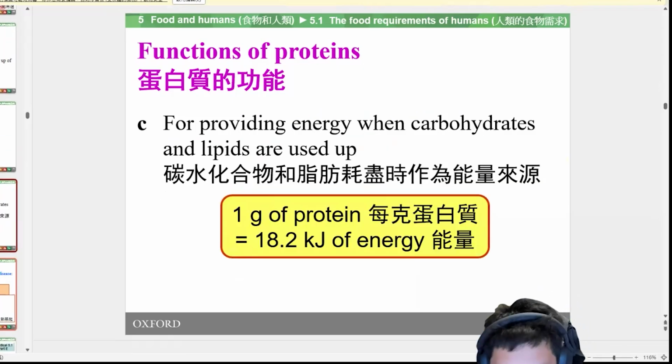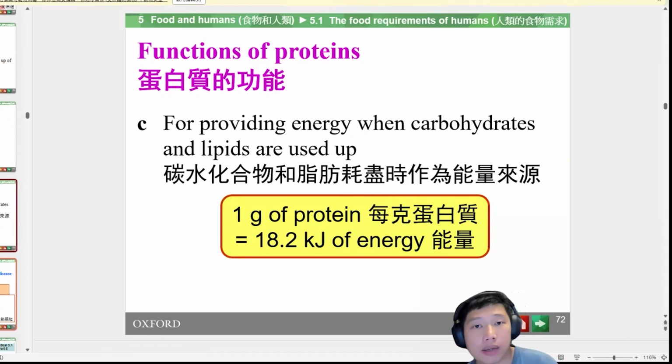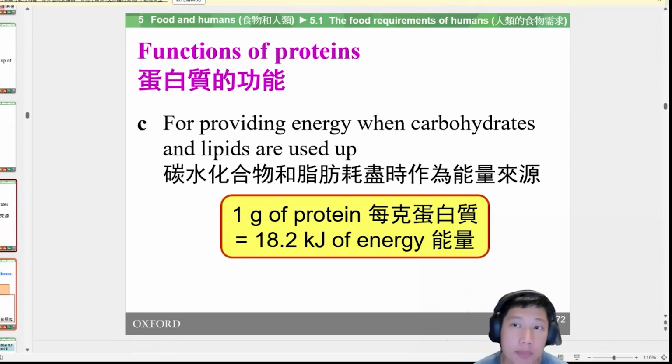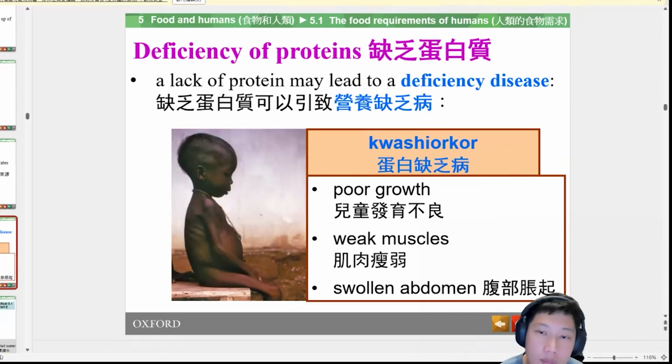Most of the time, protein does contain energy value, and it has slightly higher energy value than carbohydrate. But normally we will say they have a 1-to-1 ratio with carbohydrates, but it will be a 1-to-2 ratio when we compare protein and lipid. Remember that lipid has the highest energy value among these three food substances.